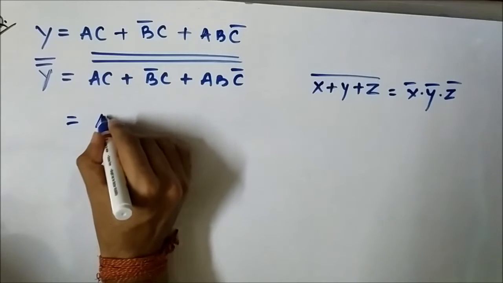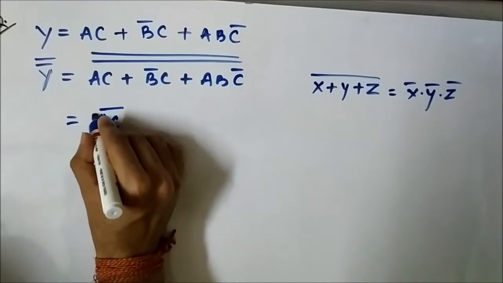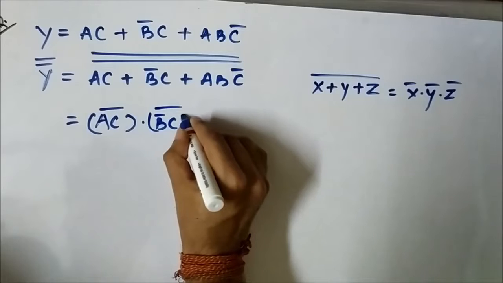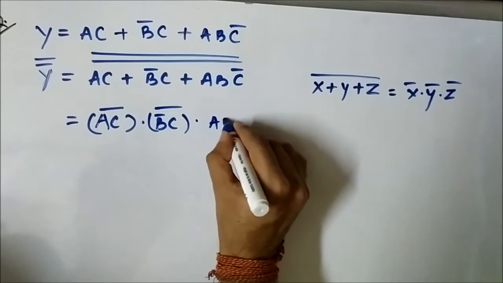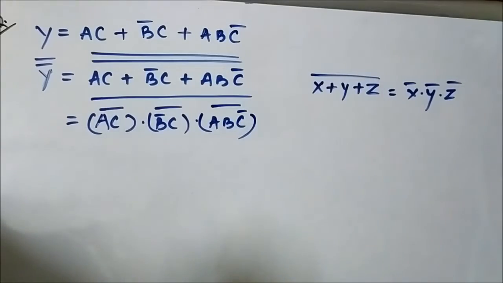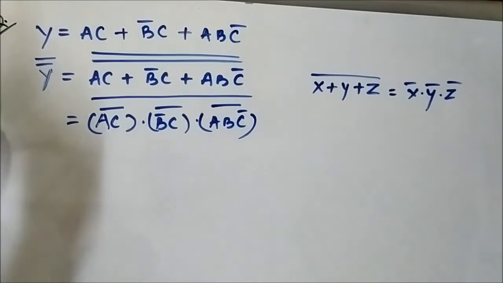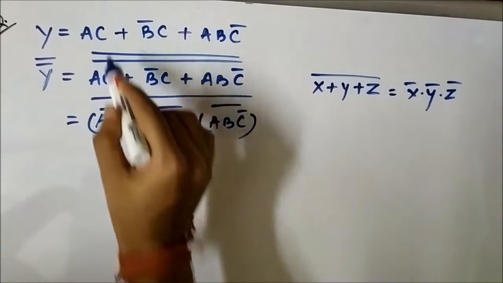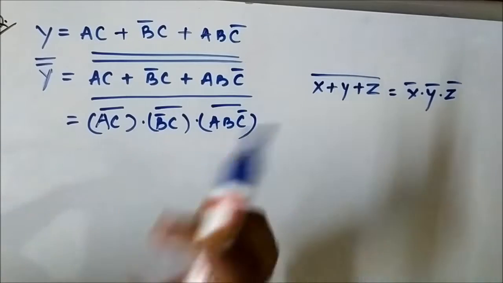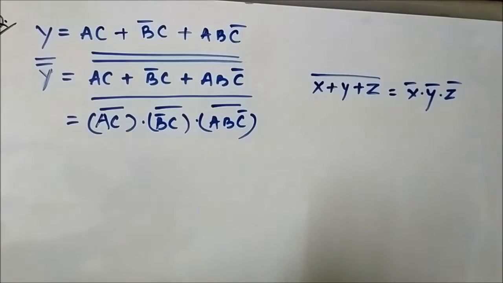So this will become AC complement and B complement C whole complement and ABC complement whole complement, again another complement. So this is the modified form. Here there is no plus sign present, only AND symbols are present. This we can implement using NAND gates. We do not need to simplify or modify it further.